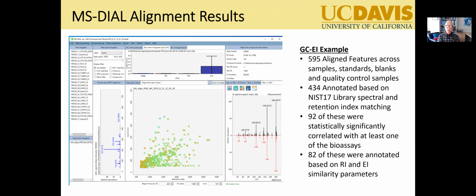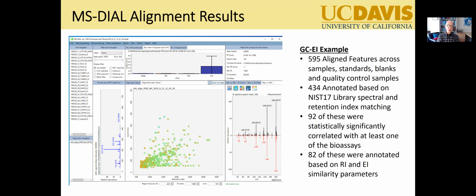So now to get into the chemical results. This is what an MS-DIAL alignment looks like. What we're looking at in the middle, the series of green dots, those are our aligned features from our GC-EI data. And we've aligned them based on retention index to allow us to match to the NIST library based on both retention index and on mass spectral library match. Above that, you will see a bar chart which shows the presence, the abundance of that particular feature.